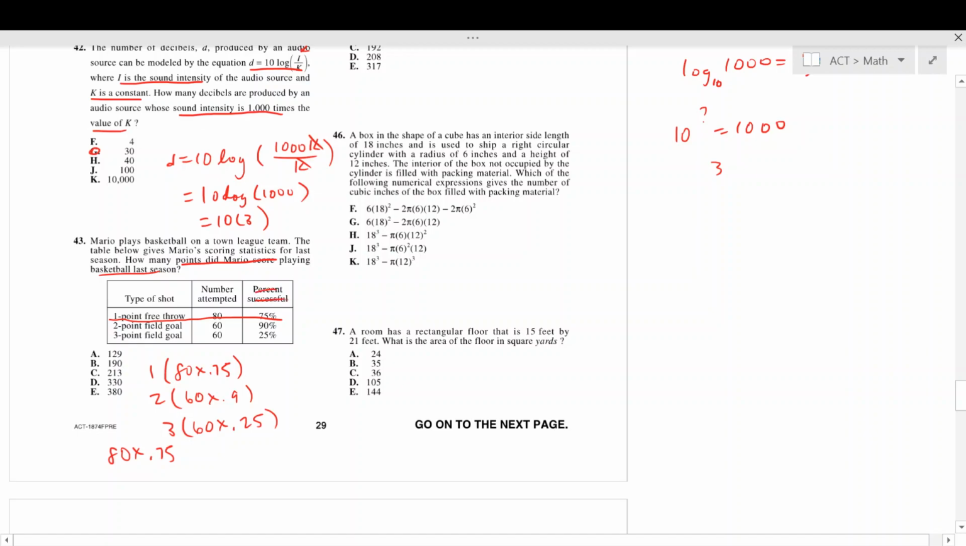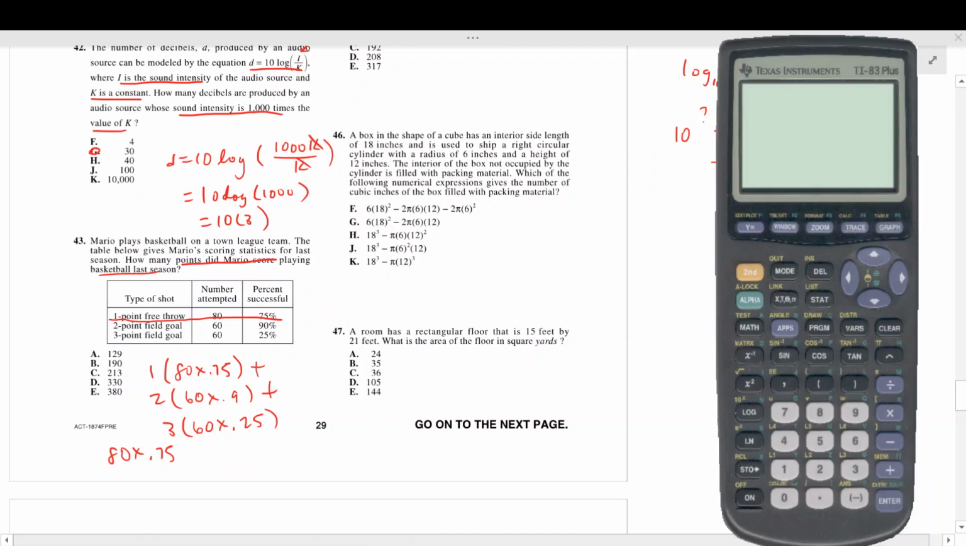And remember, this is percent successful, so we can just multiply number attempted by the percent successful, and that gives us how many shots he makes. What the ACT could do to trick you, maybe, is they could say percent not successful, in which case you would have to subtract each of these percents from 1. So 75% not successful would mean 25% successful. So that's one way they could trick you up. Anyway, they didn't do it this time. So if he gets all of these points, we just add them together, and then that'll give us our answer.